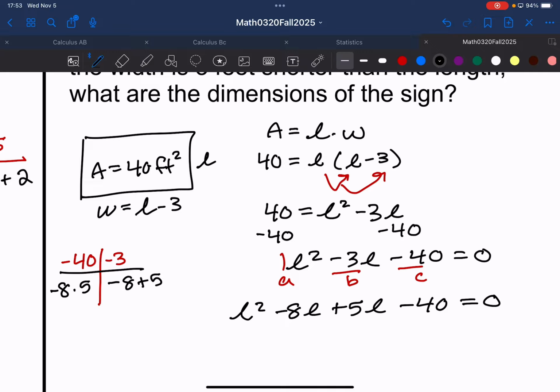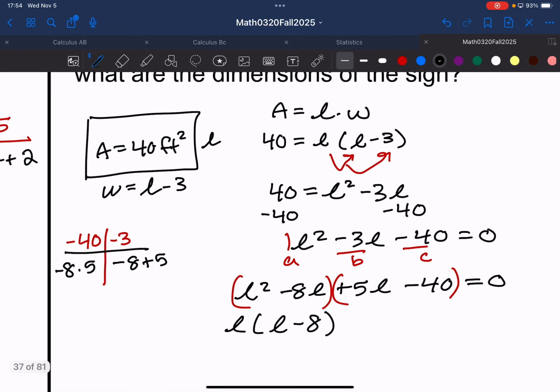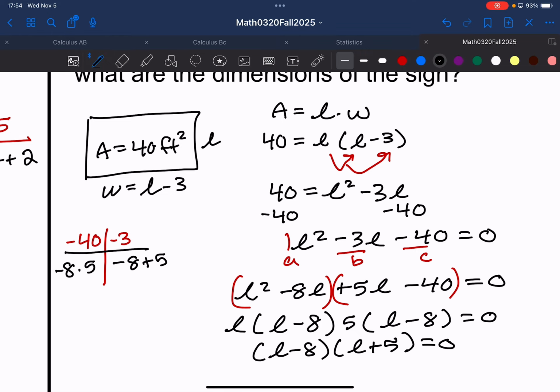What's my next step? Factor by grouping. Okay, and I'm going to take out a GCF from the first one, and what would that GCF be? L, and I'm left with? Just 1L, or L minus 8. And then if I want my parentheses to match, what's coming out of the next one? A 5, and I'm left with L minus 8, which means I have L minus 8 and L plus 5. Good, and then I'm going to equal them to 0.